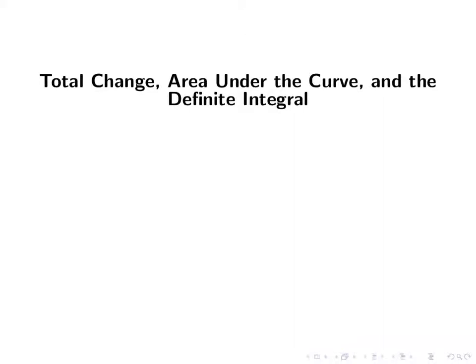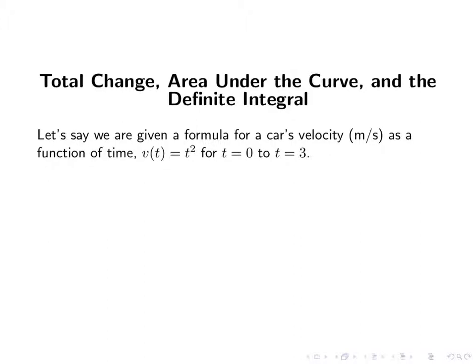Hi, today we're going to talk about total change, area under the curve, and the definite integral. So let's say that we're given a formula for a car's velocity, say in meters per second, as a function of time. So we're going to let v of t equal t squared for t equals 0 to t equals 3. The question we ask ourselves is how far did the car travel?